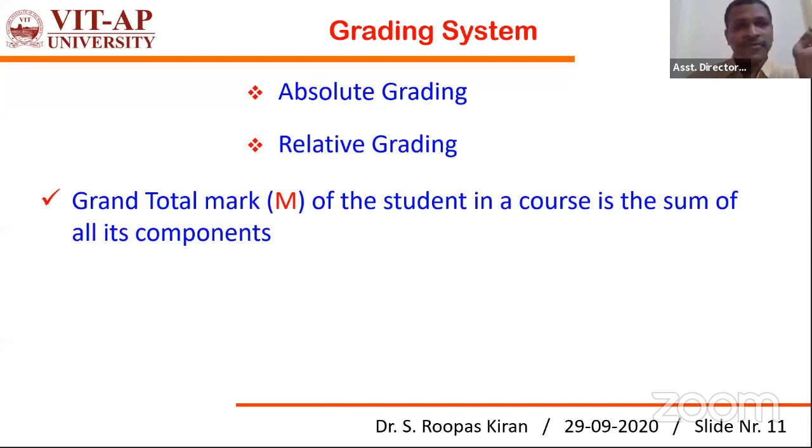Before proceeding to explain absolute grading or relative grading, one particular term we will be using is grand total mark. The total mark you score in a particular course, including all the components, CAT 1 plus CAT 2 plus CAT 3 or FAT, plus the assignments, lab component or project component, including all the marks you score out of 100, is called the grand total mark.